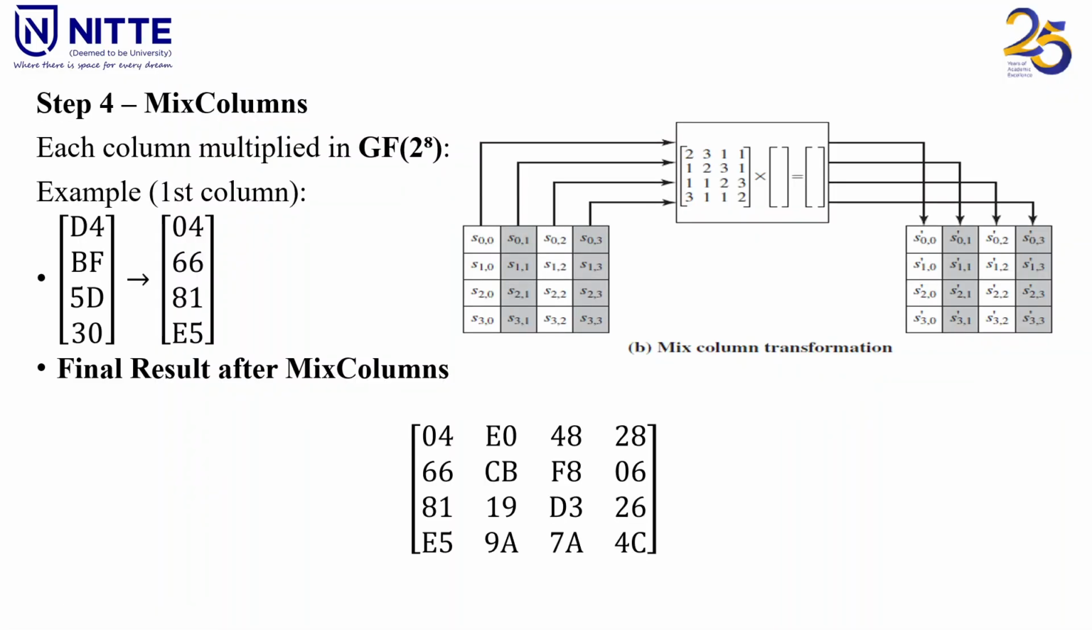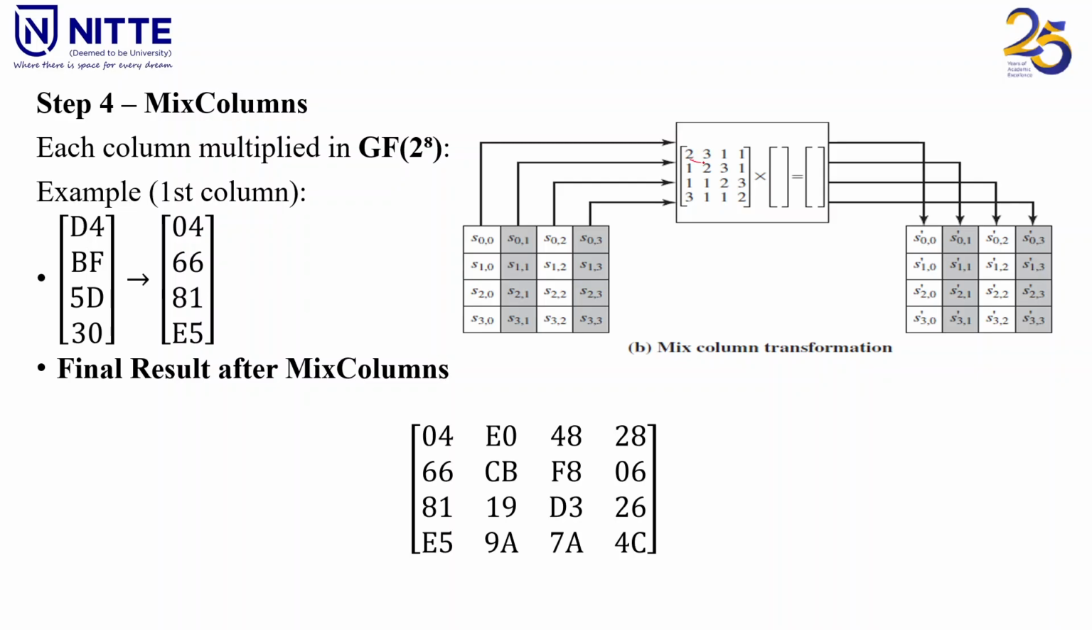Now let us try to understand. AddRoundKey, substitution byte and shift row are simple compared to the mix column operation. When we come to mix column operations, we have to perform a little calculation in order to get the corresponding values. In this problem, from the previous output, I consider the first column D4, BF, 5D, 30. This column is multiplied with the standard matrix.